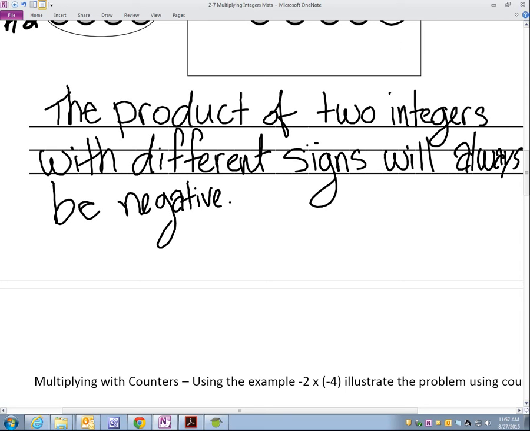The product of 2 integers with different signs will always be negative.